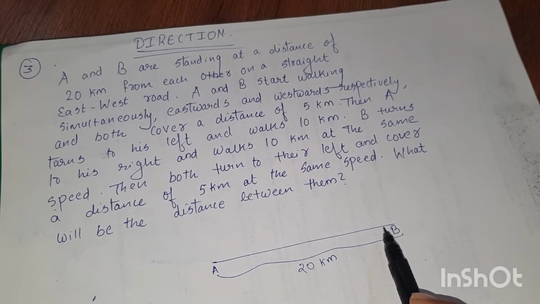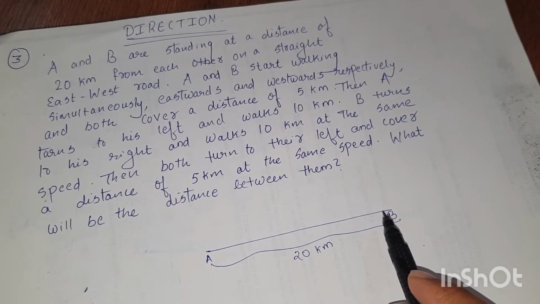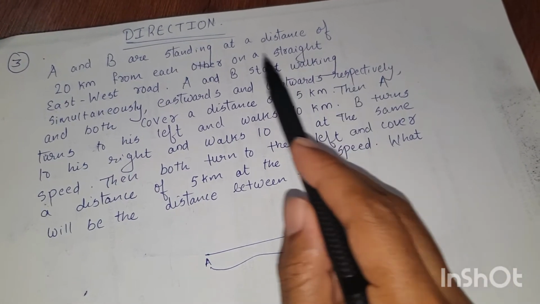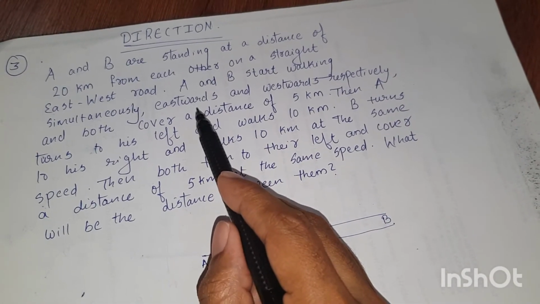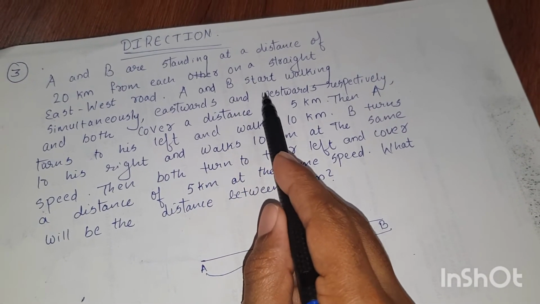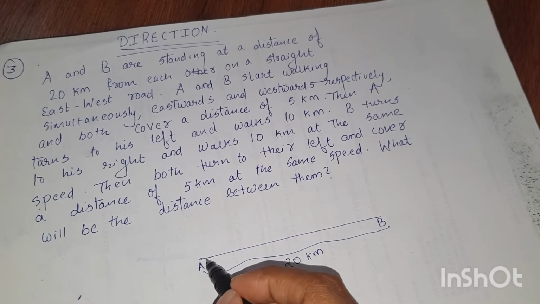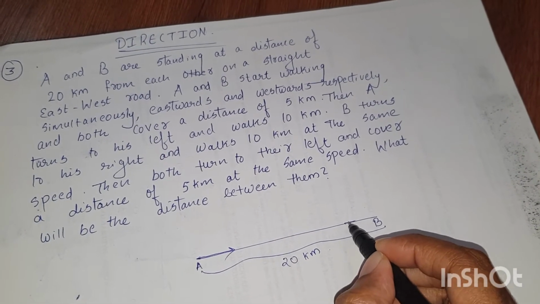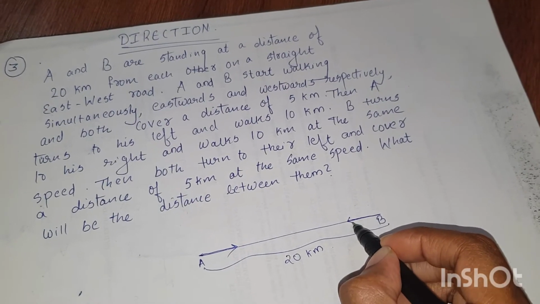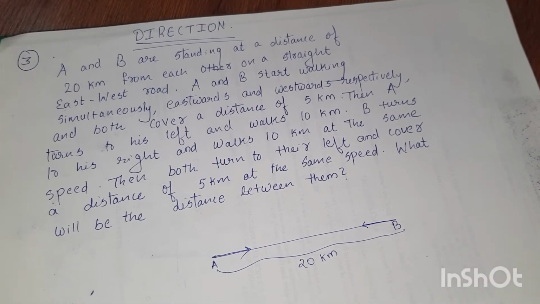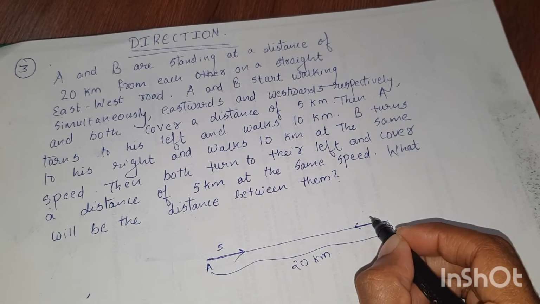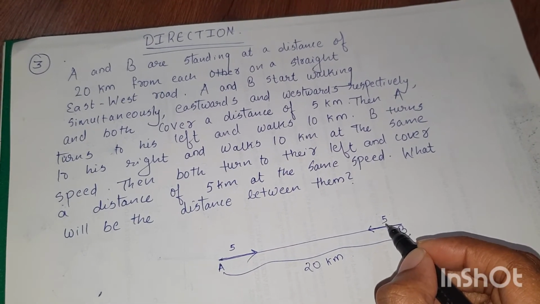Now A and B start walking simultaneously eastwards and westwards respectively. Respectively means A started walking towards east and B started walking towards west. Now both covered a distance of 5 km. A covered 5 km, B also covered 5 km.